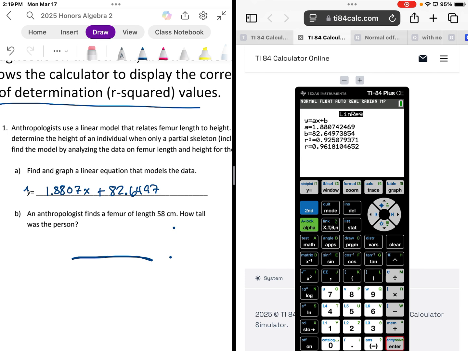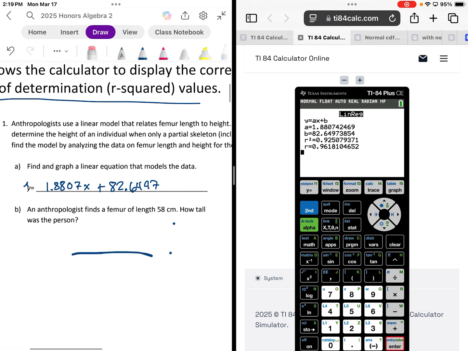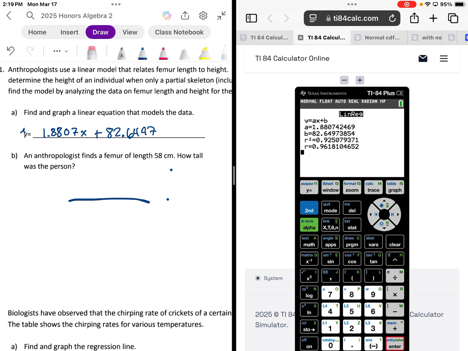So there's my equation. Now they ask me in part 2 here, part B, it says an anthropologist finds a femur of length 58. How tall was the person? Well, we have to remember that X was our femur. Y was our height. So that lets me know that I'm going to actually put in that equation what is the predicted height for a femur that was 58 centimeters long. So what is the predicted height for 58?